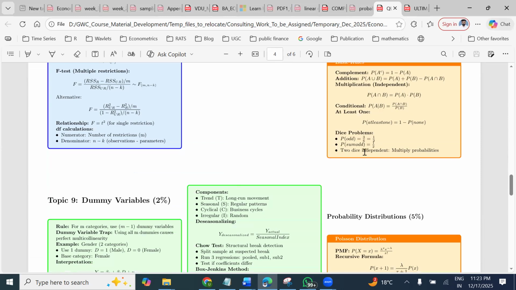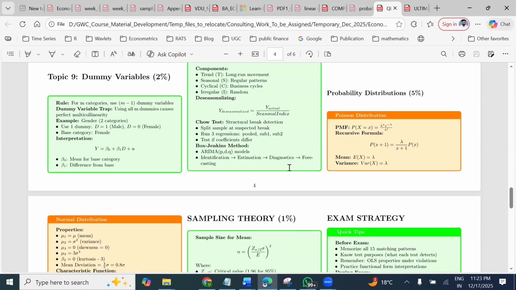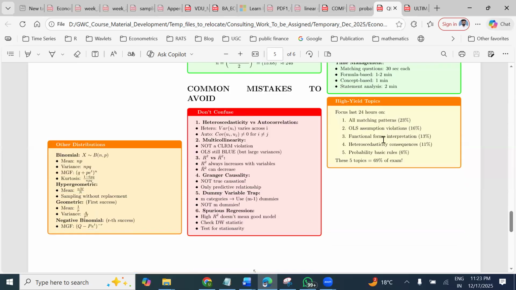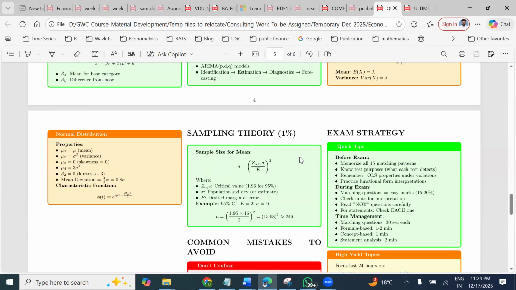Now you can see this is just a comprehensive formula sheet. Are you getting? Yes, sir. This is based on the matching pattern, basically from where the questions are coming. I think this is fine. I'll share it with you.